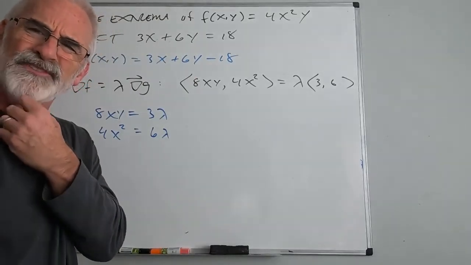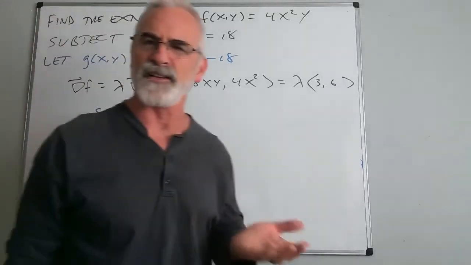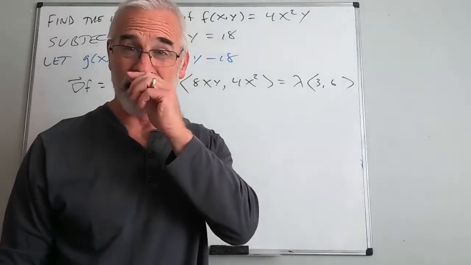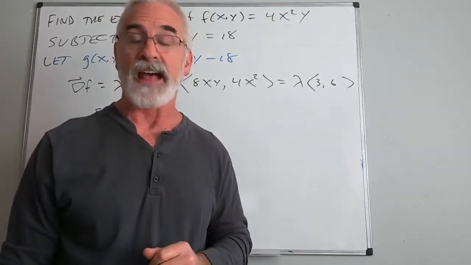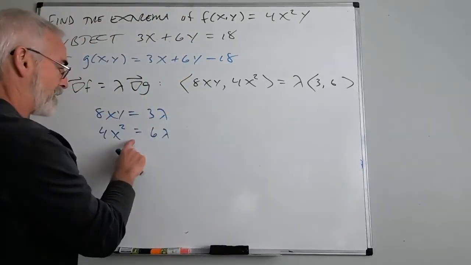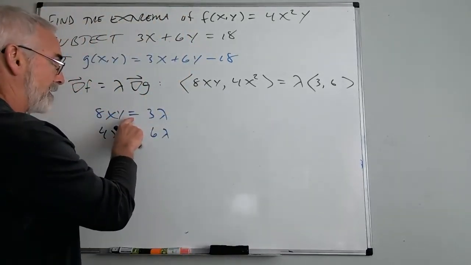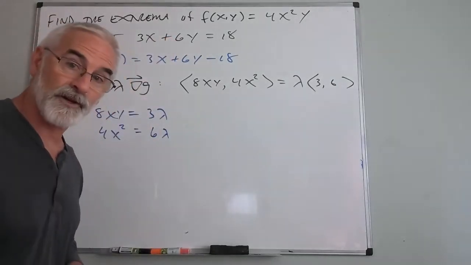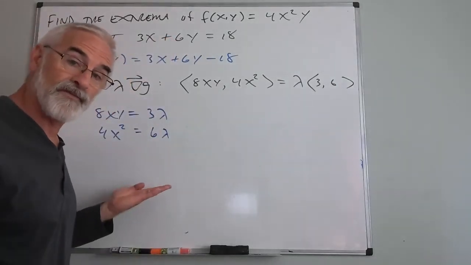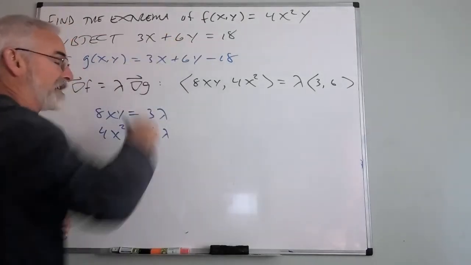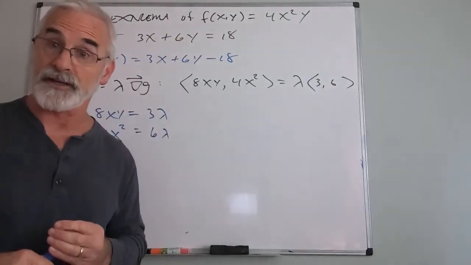If I have 3 unknowns and only 2 equations, if you've had linear algebra, you realize that could easily produce a dependent system and infinitely many solutions. Actually, no, I don't have 2 equations. I have 3. I have this equation, I have this equation, I have this equation. I actually do have 3 equations in 3 variables. Only 2 of the equations involve lambda, but there's a 3rd equation there. And I'm going to use this once I figure out the relationship between x and y.